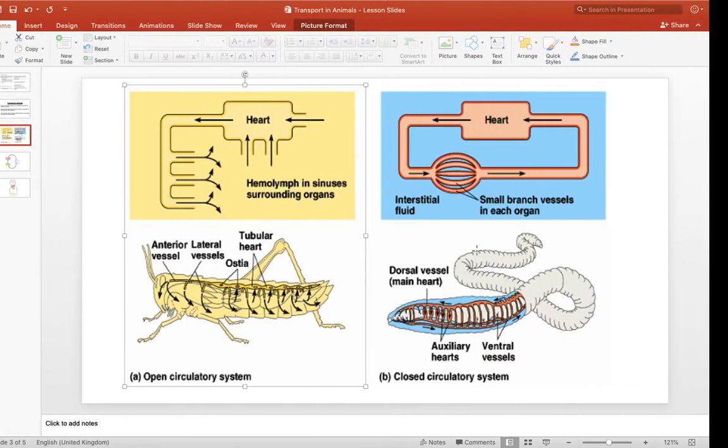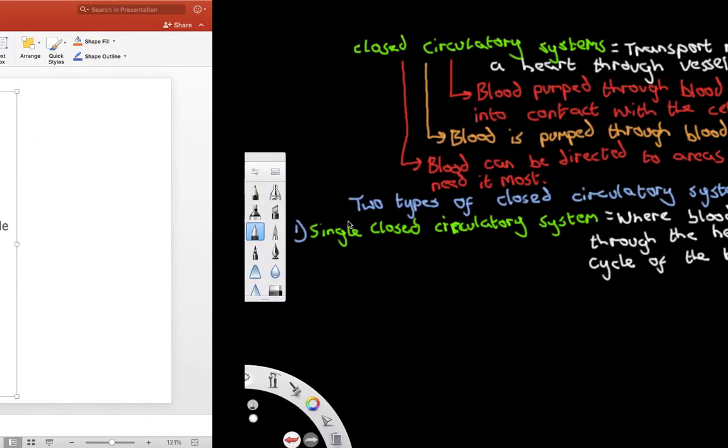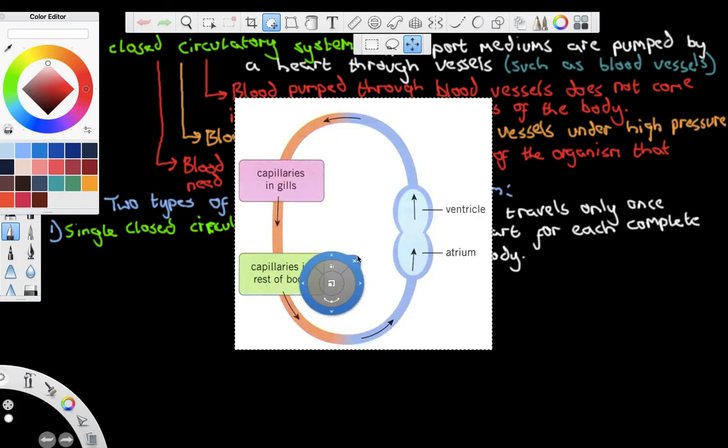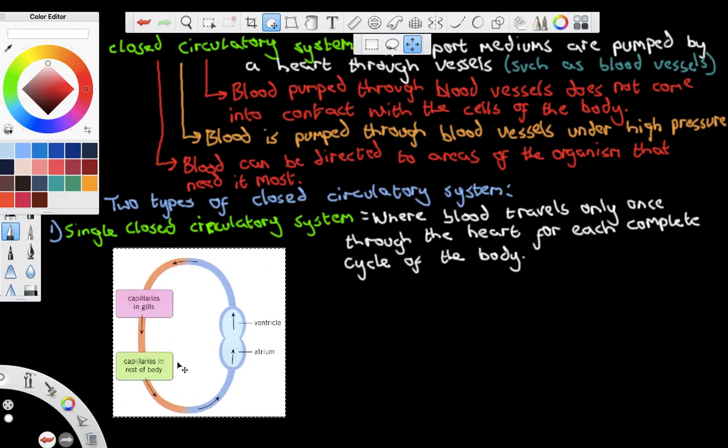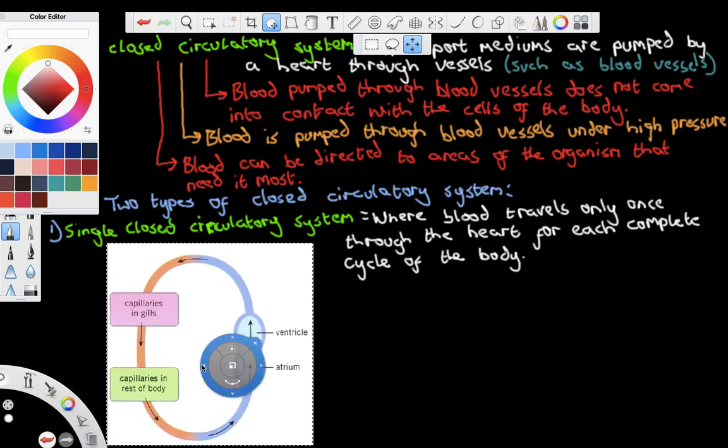Now, an example of a single closed circulatory system is that usually found in fish. Okay? So this diagram that I've just copied from the PowerPoint shows the circulatory system of a fish, and fish do have a single closed circulatory system. Essentially, their heart consists of one atrium and one ventricle. This pushes blood through the blood vessels, which go around the body once before returning back to the heart. Okay? So, single closed circulatory systems only have a single loop of the body for each time the heart pumps blood.